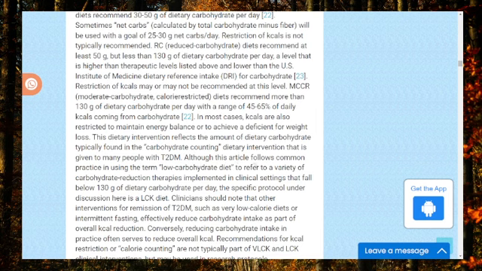Although this article follows common practice in using the term low carbohydrate diet to refer to a variety of carbohydrate reduction therapies implemented in clinical settings that fall below 130 grams of dietary carbohydrate per day, the specific protocol under discussion here is the LCK diet, or low carbohydrate ketogenic diet.